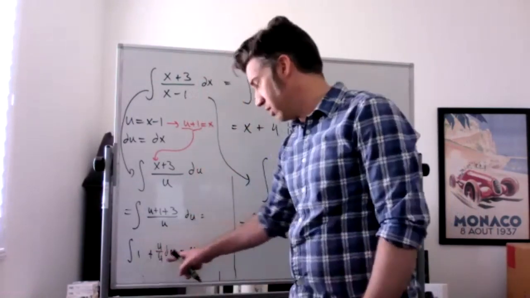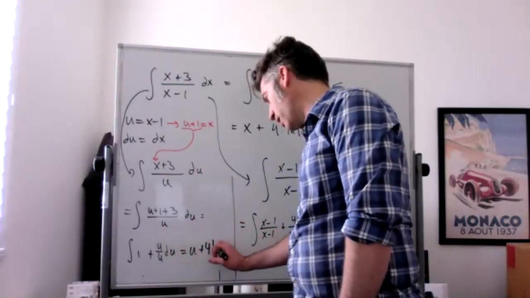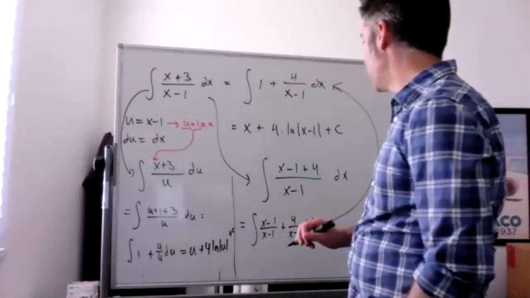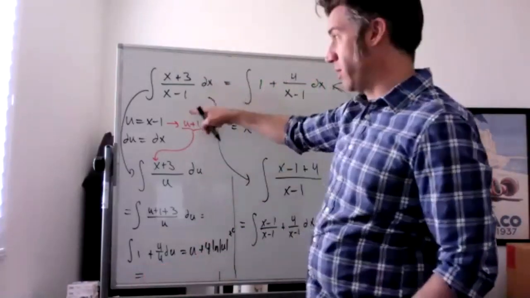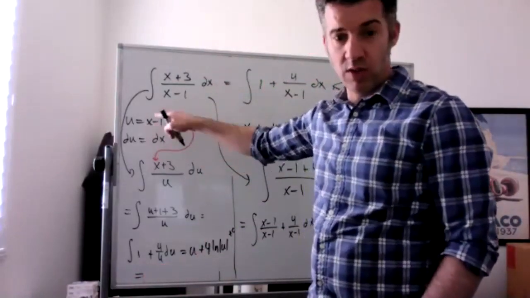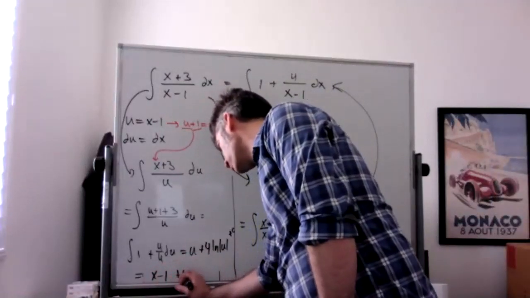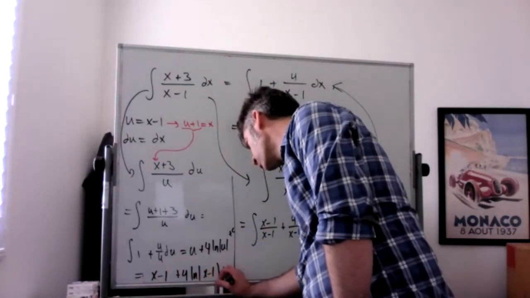So the integral of 1 is u, and the integral of 4 over u is 4 natural log of the absolute value of u. And so then, if we plug back in what u is, x minus 1, we get x minus 1 plus 4 times the natural log of the absolute value of x minus 1 plus c.